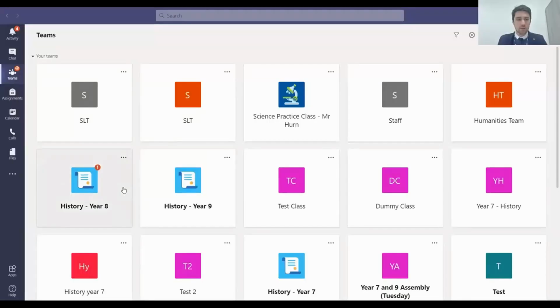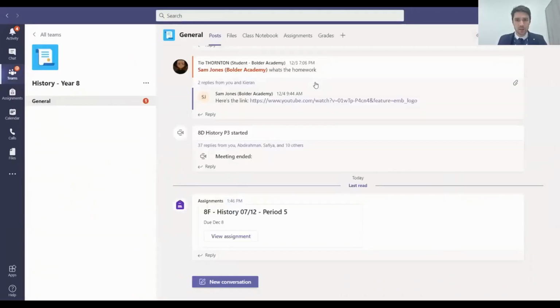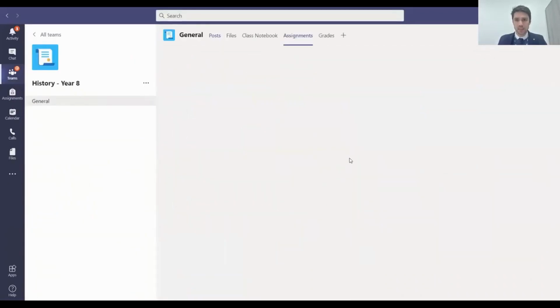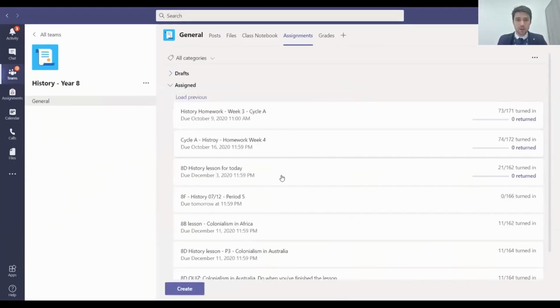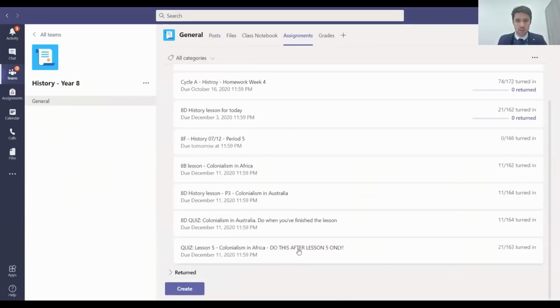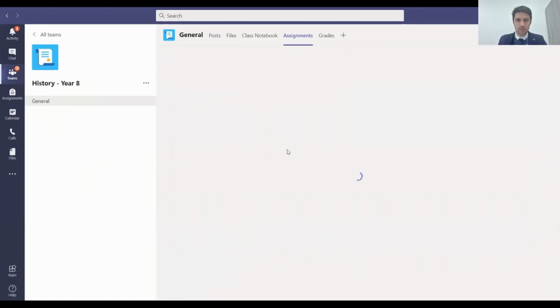I'm going to go ahead and show you on my Teams where you can find all of this work first. If you click on History, Year 8, click on Assignments, you'll see it's actually there in the chat at the bottom because I've just posted it. But if you click on Assignments, you'll see it there, 8F, History, 7th to the 12th, period 5, okay?